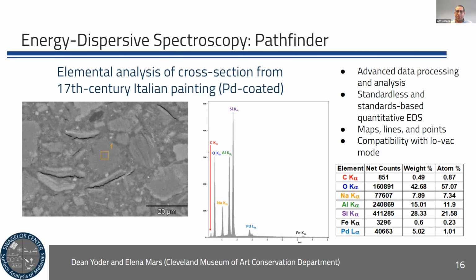And with the Pathfinder software, we can do advanced data processing and analysis. We can do maps, lines, points. In this case, this is an example of a point spectrum where we determined what mineral this is, and then this is useful to them in order to restore the painting.